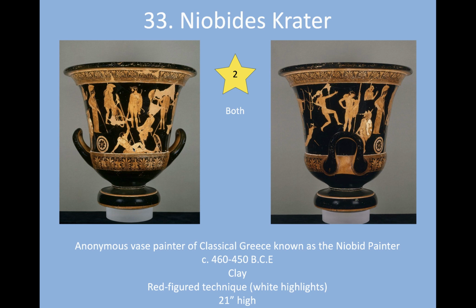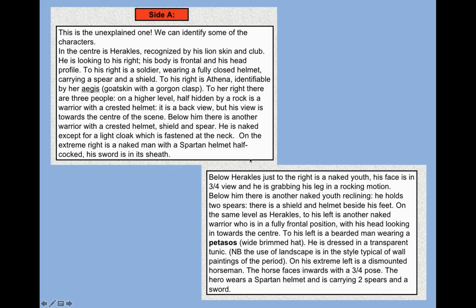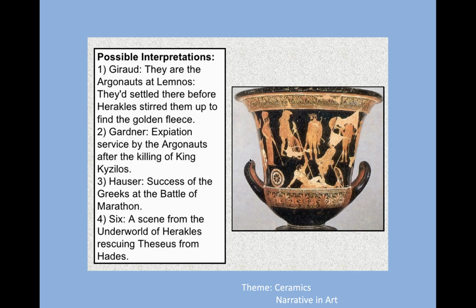There is the stiffness of the form of the classical age. At this time period, in the classical era, the forms are still a little bit stiff. So I'm going to show you two sides. This is the side that has this guy with the helmet and this guy with the helmet and some other people. And your theme for this crater is ceramics and art, and narratives in art. So there are several different stories that are possible here.